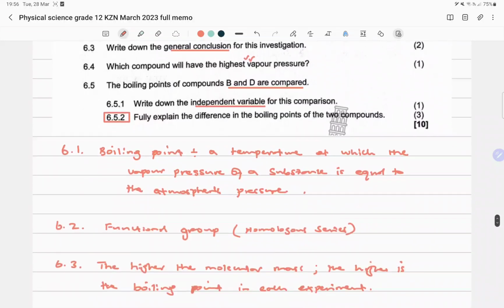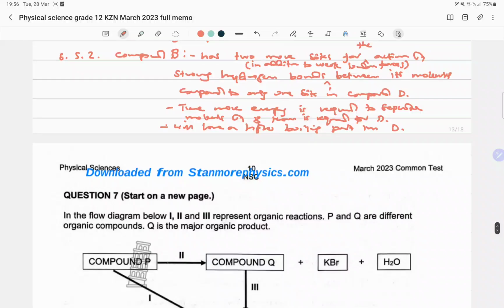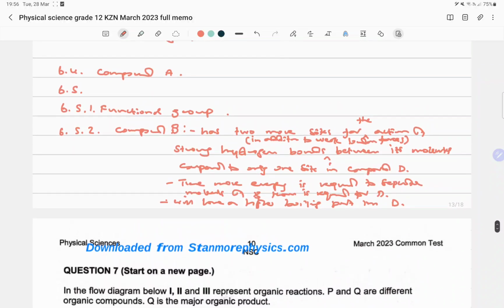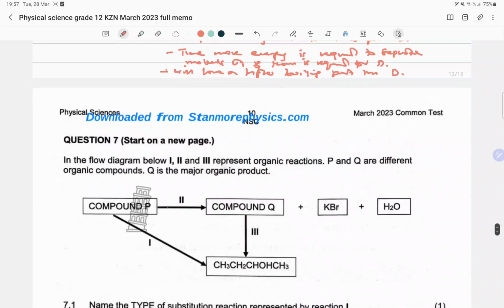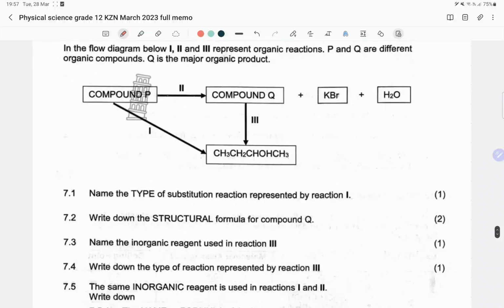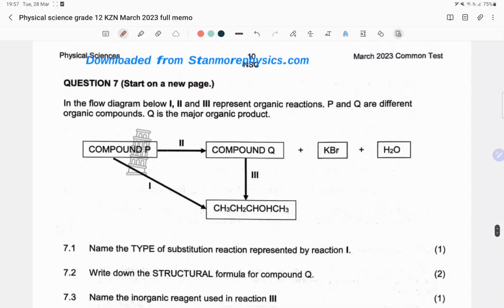the boiling point of compound B was higher than the one of D, and it is because there are two sites of hydrogen bonding in B than the only one site in D, and as a result, less energy for D and more energy for B, and hence they have differing boiling points while having the same molecular mass. Okay, great stuff. Let's move on, guys. That's the 3 marks. Now let's finish up.